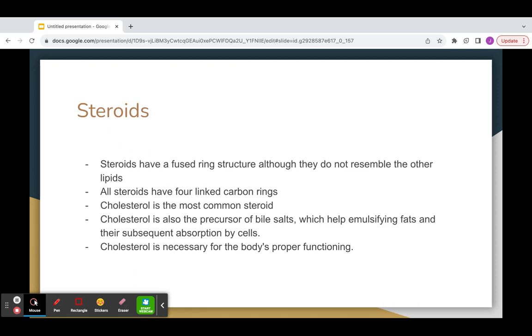Steroids have a fused ring structure, although they do not resemble other lipids. All steroids have four linked carbon rings. Cholesterol is the most common steroid. Cholesterol is also a precursor of bile salts, which help in emulsifying fats and their subsequent absorption by cells. Cholesterol is necessary for the body's proper functioning. And that is chapter 3.3.